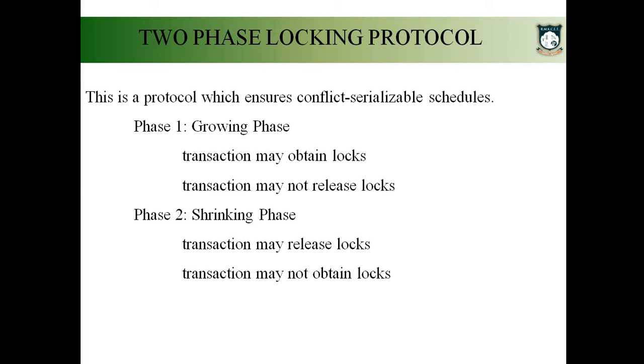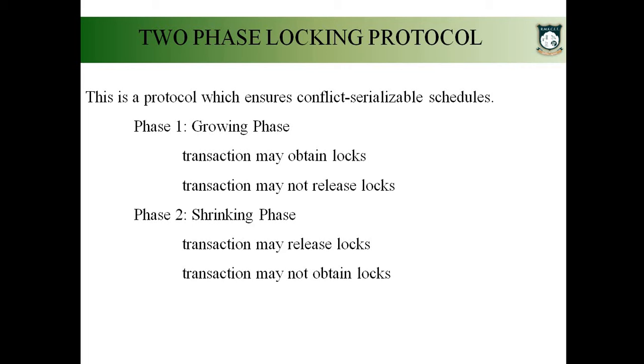Any transaction which follows the two-phase locking protocol will first be in the growing phase, then in the shrinking phase, and then finally it stops its execution. When a transaction enters the growing phase, it can just obtain the locks whatever it needs. Of course, it can lock the data item only in the two modes we discussed earlier, either in shared mode or exclusive mode.